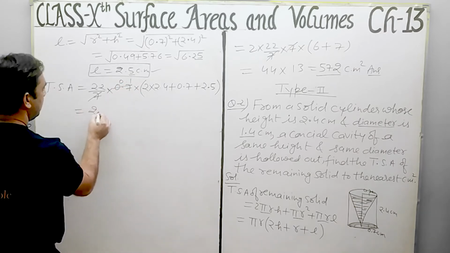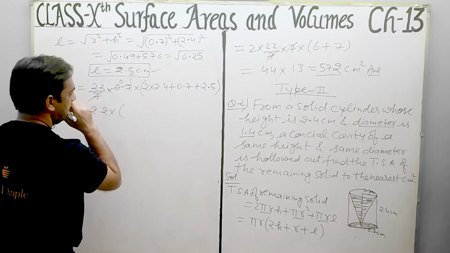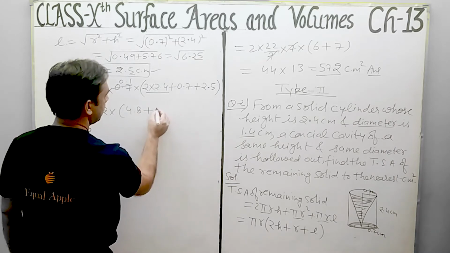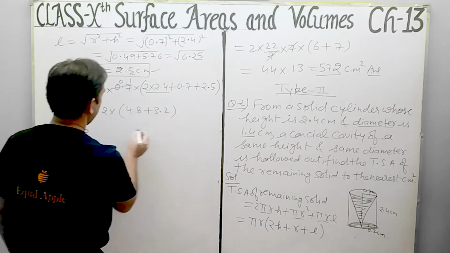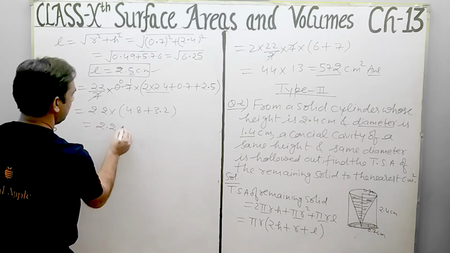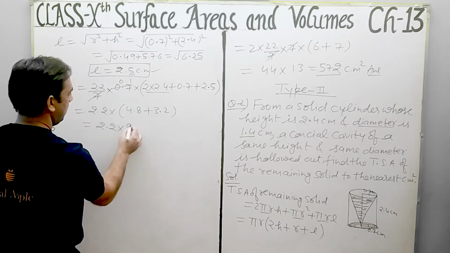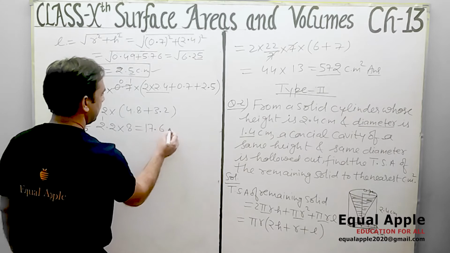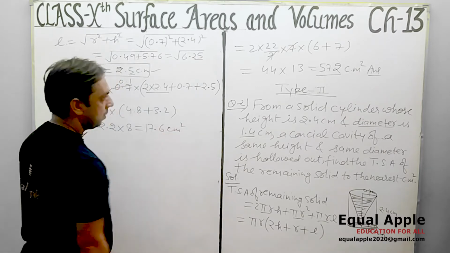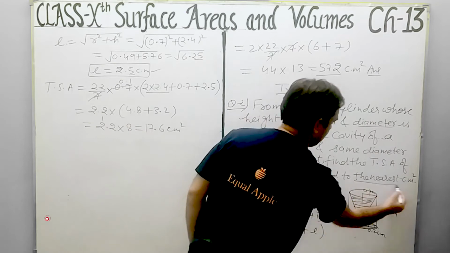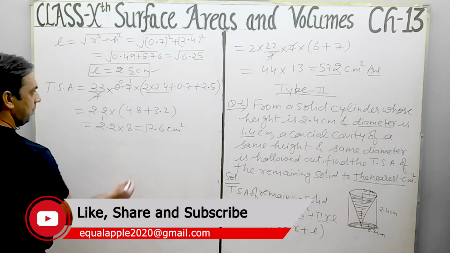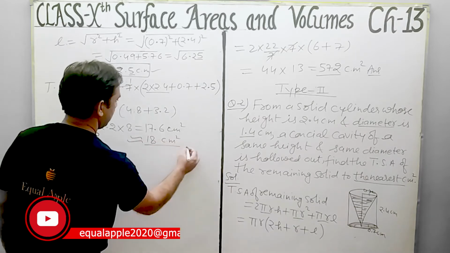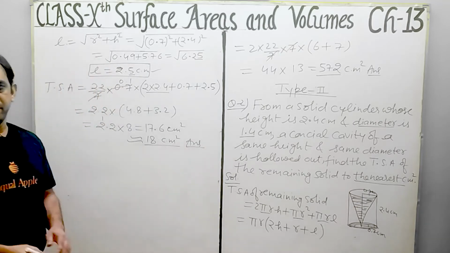7 divided by 7, it will be 2.2. Now, if we multiply first, it will be 4.8. And if we add this, it will be 3.2. Now, you can see 2.2 into 3.2 it will be 7.04, and 7.04 into 16, it is 117.6 centimeter square. But they were asking us to find the area to the nearest centimeter square, but this value is nearest to 118. So the answer you can say will be 118 centimeter square.